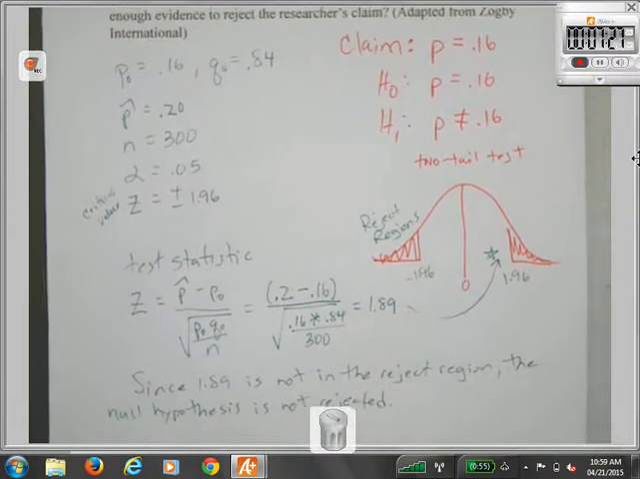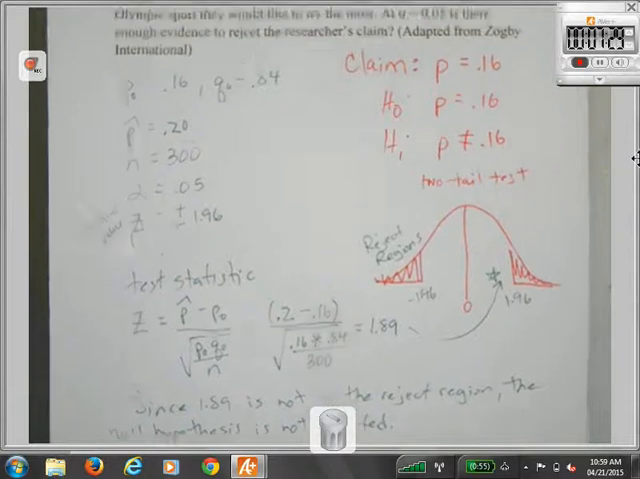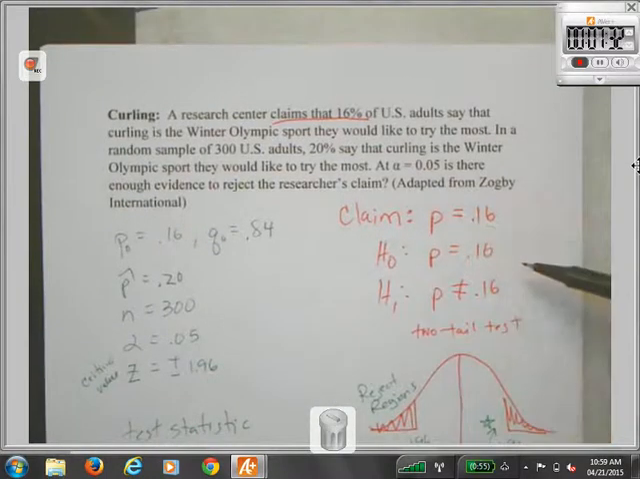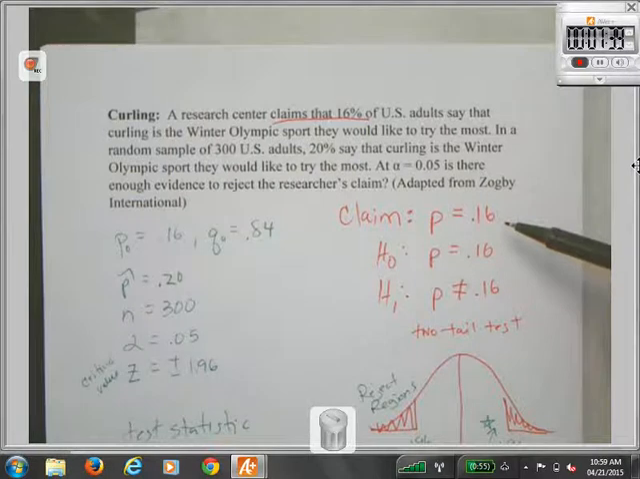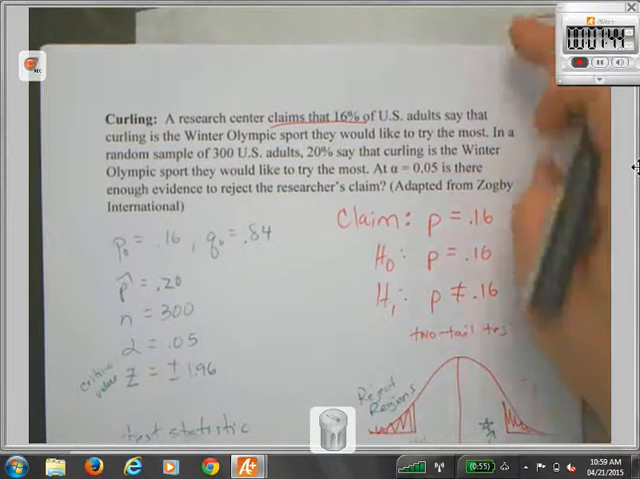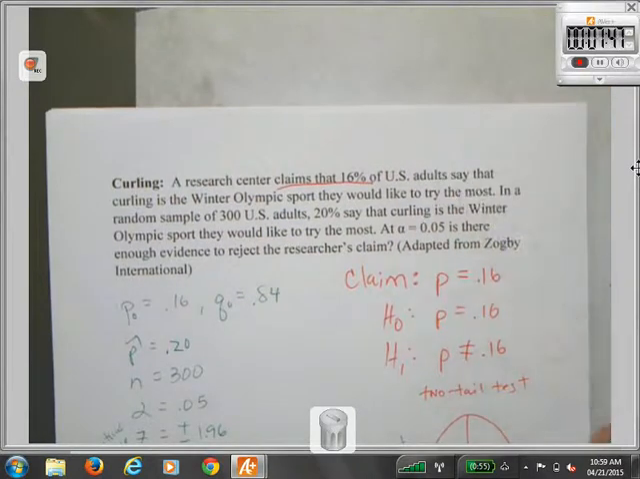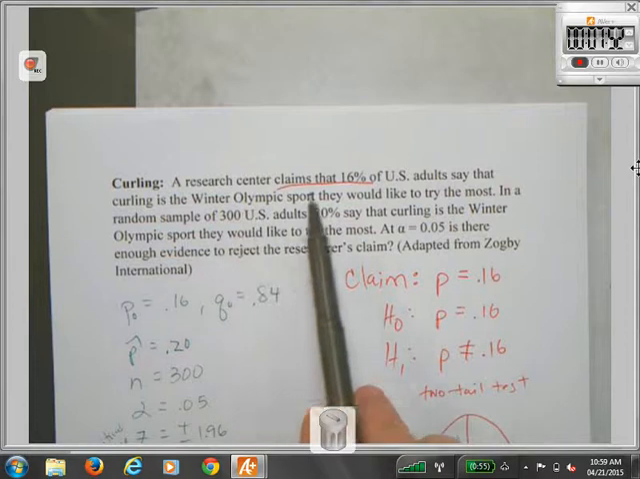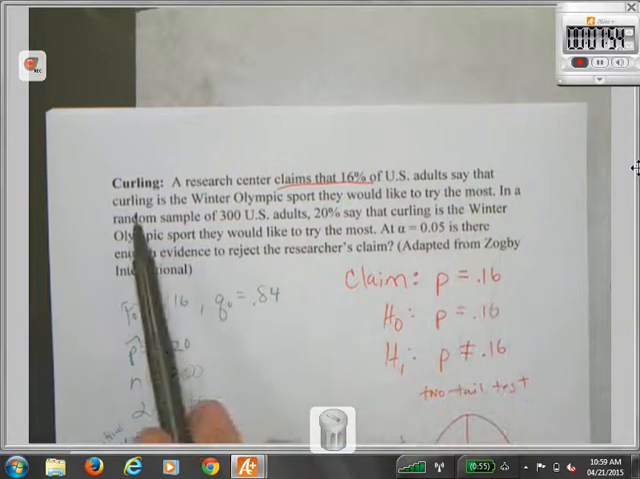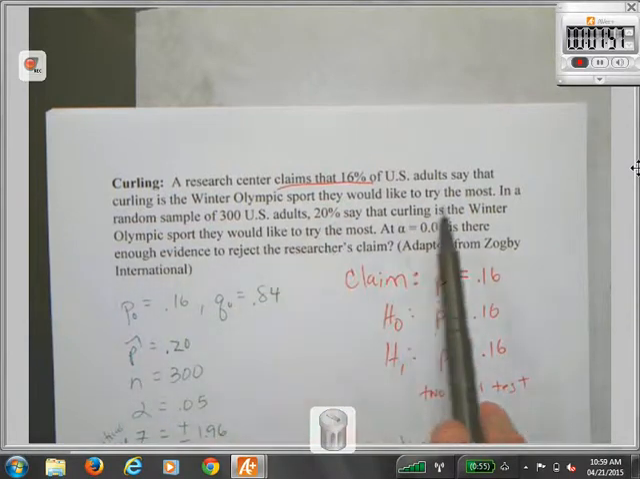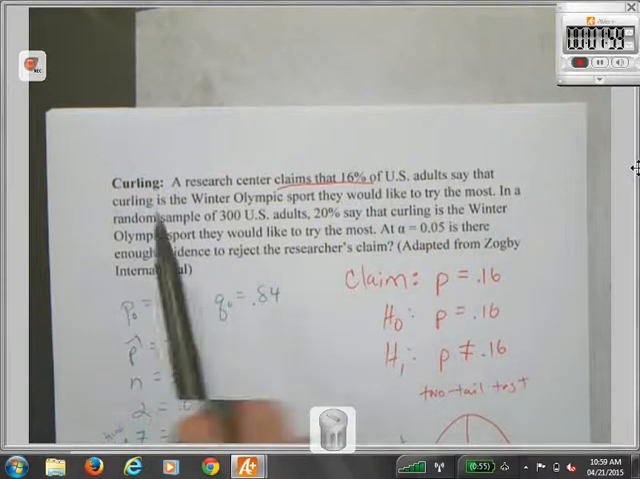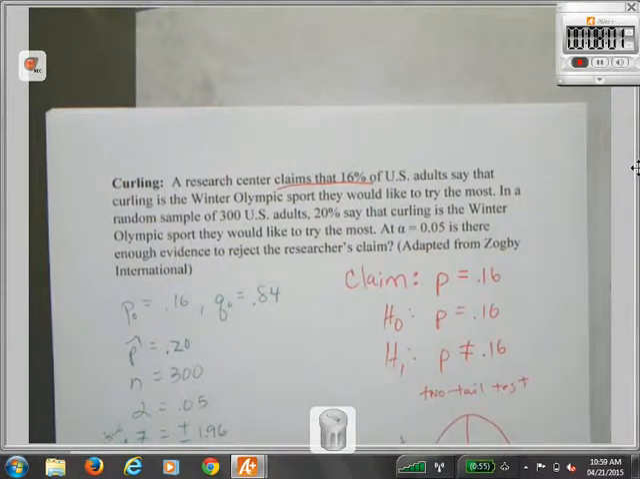Once you know about the null, you look back up at your setup, and the null is matching the claim. Since we can't reject the null, we can't reject the claim. So the claim we're going to support. Now I'm going to go back and read what that claim says so I can rewrite it in my conclusion. It says a research center claims that 16% of adults say that curling is the winter Olympic sport they would like to try the most. I'm just going to take that sentence and rewrite it as a statement supporting that claim.